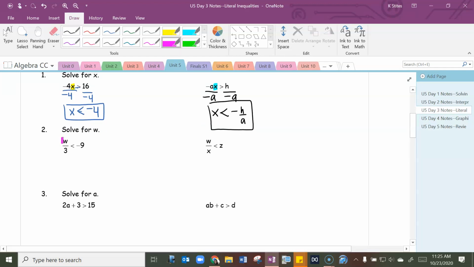We're going to solve for w. All right, so to solve for w in this case, since it's dividing by 3, I'm going to multiply by 3. And I am multiplying by a positive, so I'm not flipping my symbol. It's going to stay the same. -9 times 3 is -27.